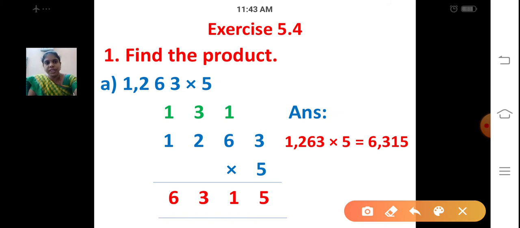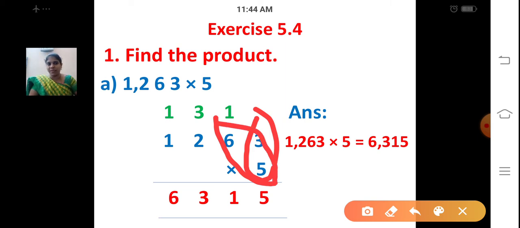First what you have to do? We are going to multiply these two, right? We are going to multiply the ones place by 5. 3 5s are, 5 3s are 15. 5, 1 will be carried over. Then what is the next step? 6 5s are 30. 30 plus 1, 31. So write 3 here. 1 will be carried over to the next place.